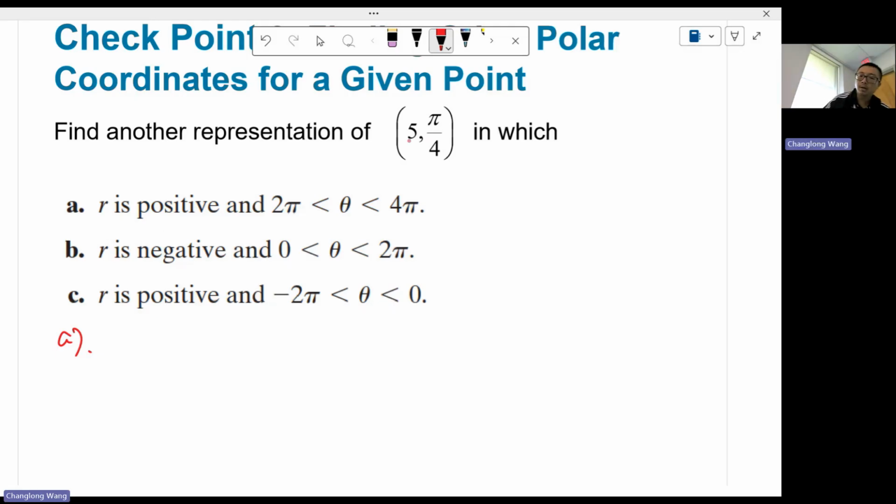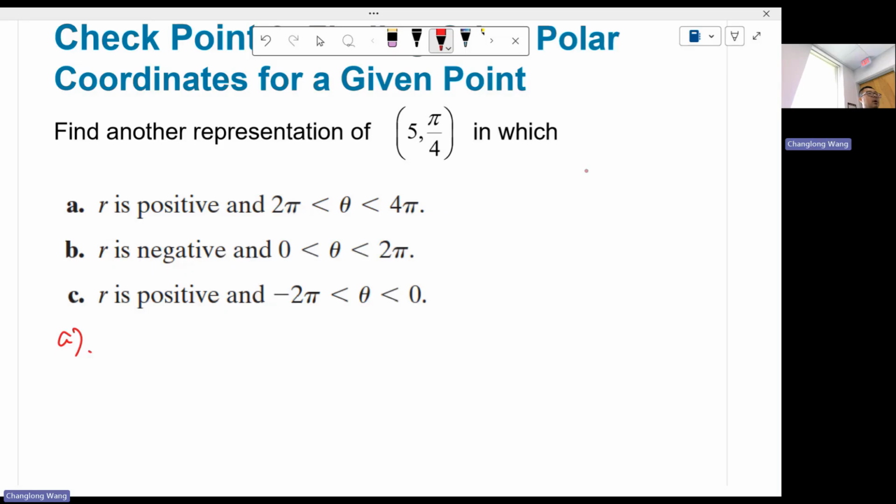So I will keep the r as positive 5, but how will I change the angle to make it bigger than 2 pi, while still looking at the same point? Yeah, Alex. You can add 2 pi, right? Or subtract 2 pi, or add or subtract any multiple of 2 pi. But in this case, just 2 pi is good enough.